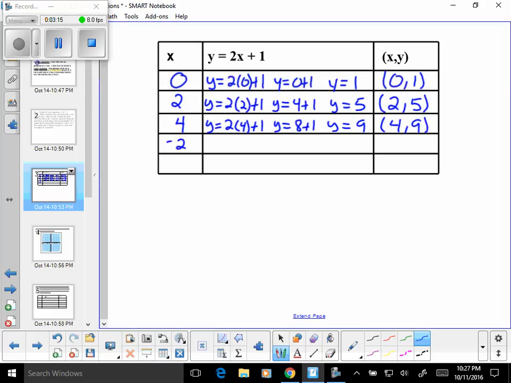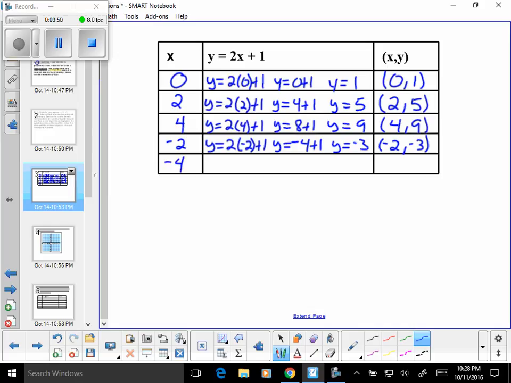I'm going to choose -2. Now, you don't have to choose the negative values where you've chosen positive, but it's a habit that I've kind of gotten into. So that's one of the reasons why I do it. You may certainly choose -1 or -3 if you'd like. So y equals 2 times -2 plus 1. This time y is going to equal -4 plus 1, so y will equal -3. And my point to graph will be -2, -3.